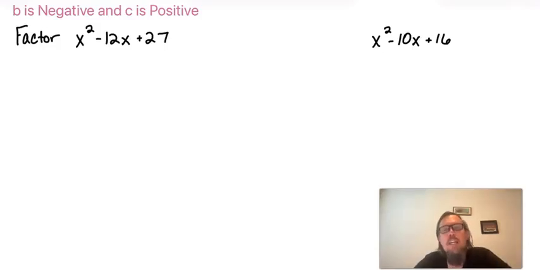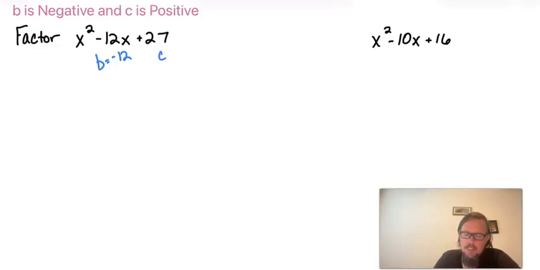So previously we've learned how to factor a trinomial when b and c were both positive. Let's talk about what to do when b is negative and c is positive. So in this problem, b is a negative 12 and c is a positive 27. We still start off by looking for a greatest common factor, which we don't have in this problem. X squared, negative 12x, and 27 don't have a greatest common factor.